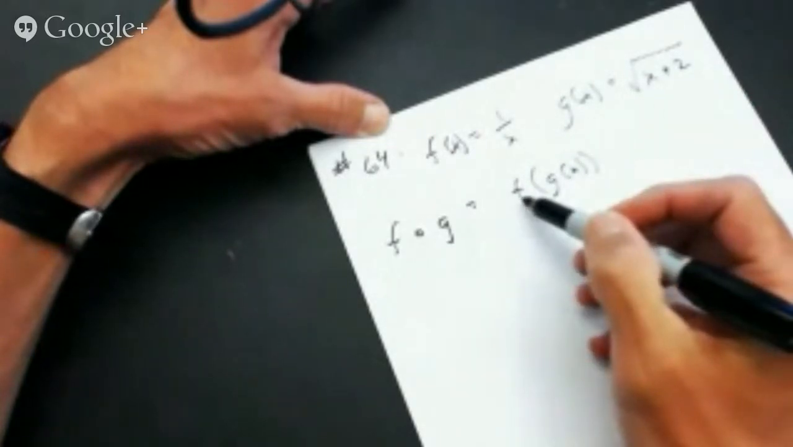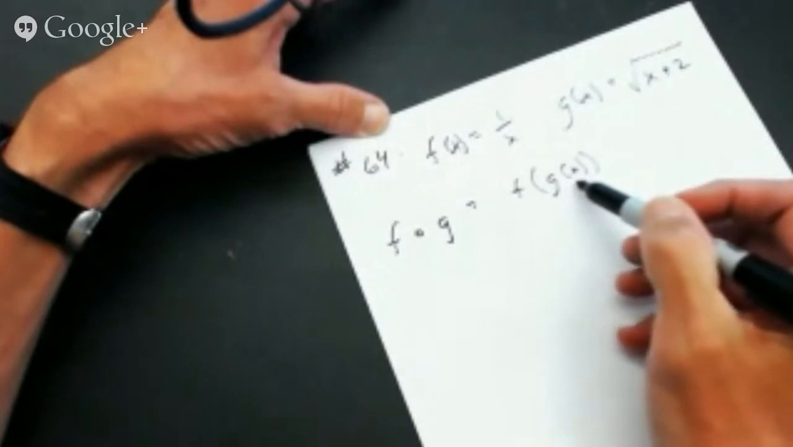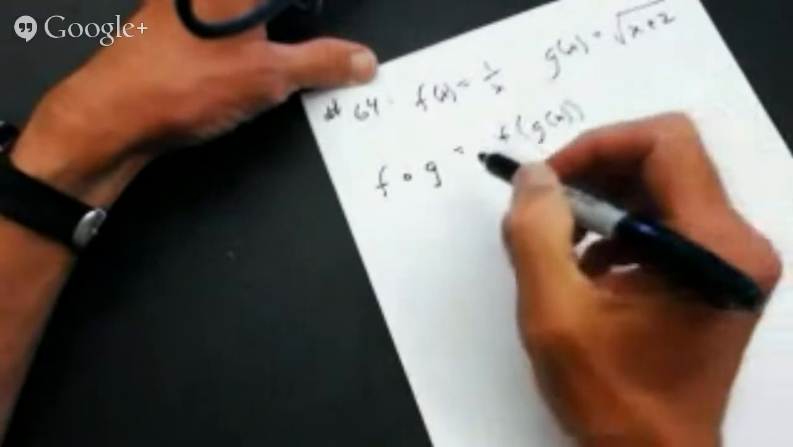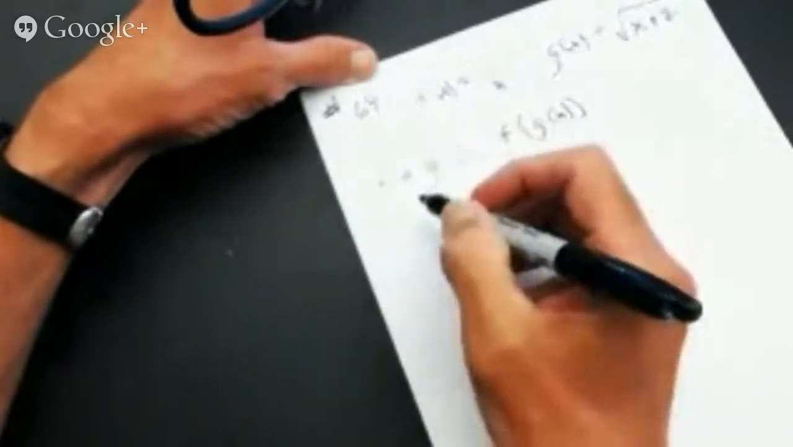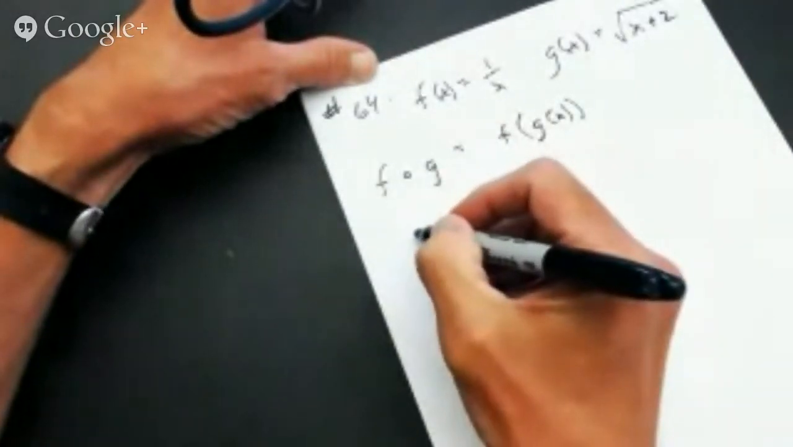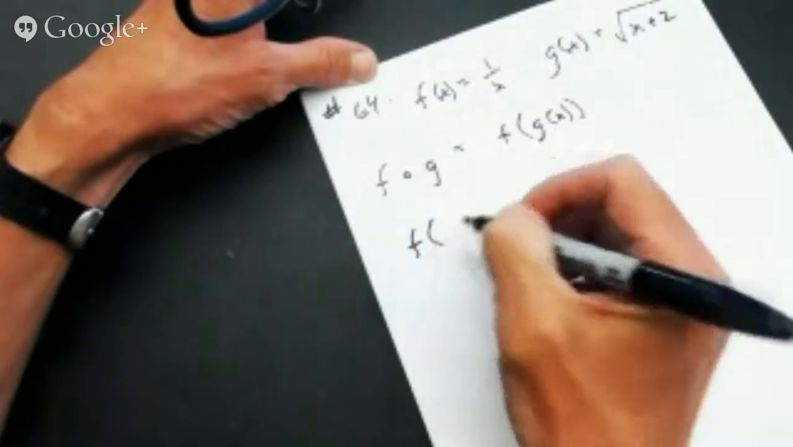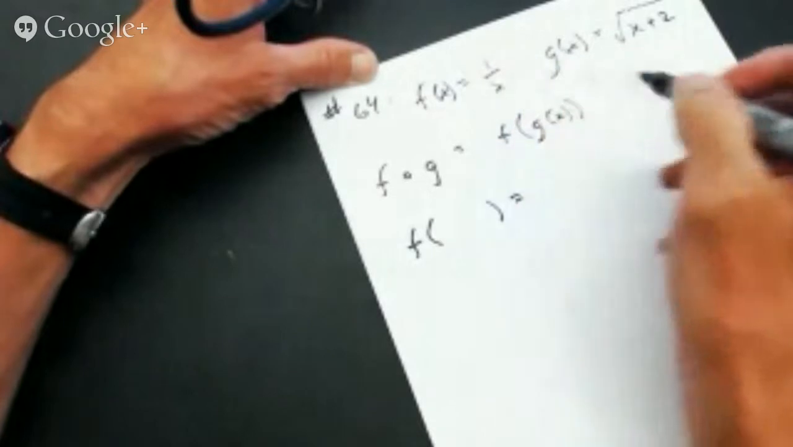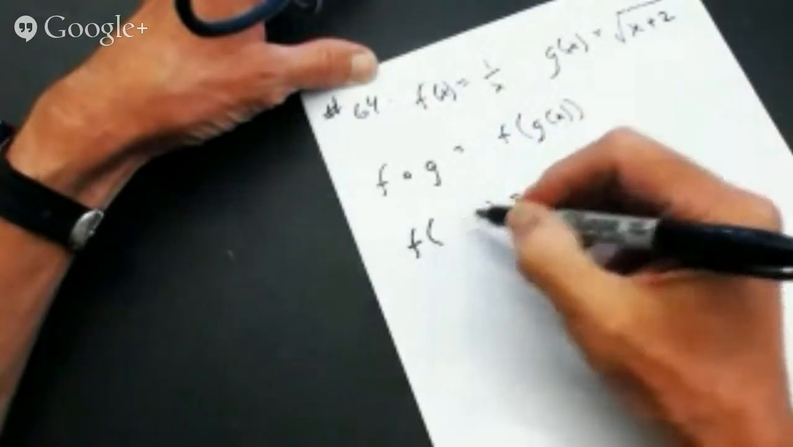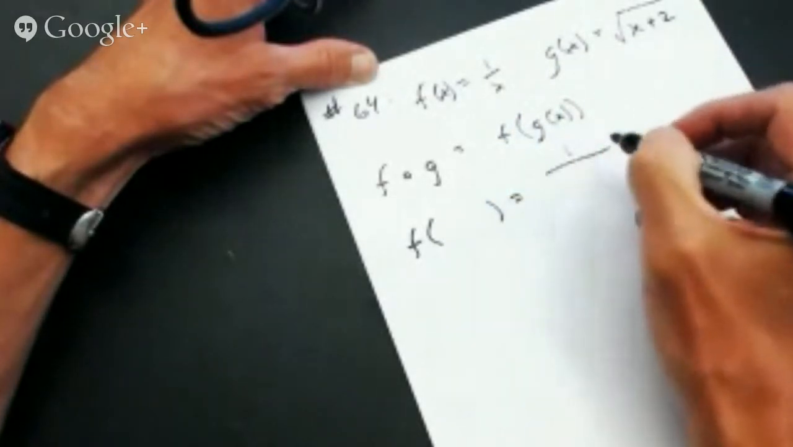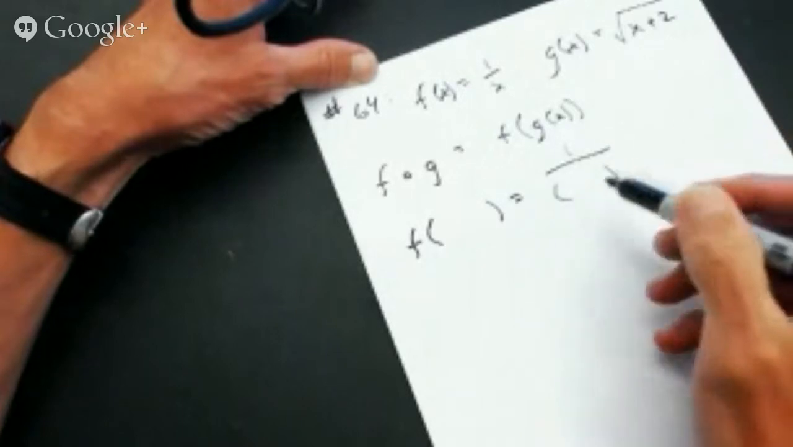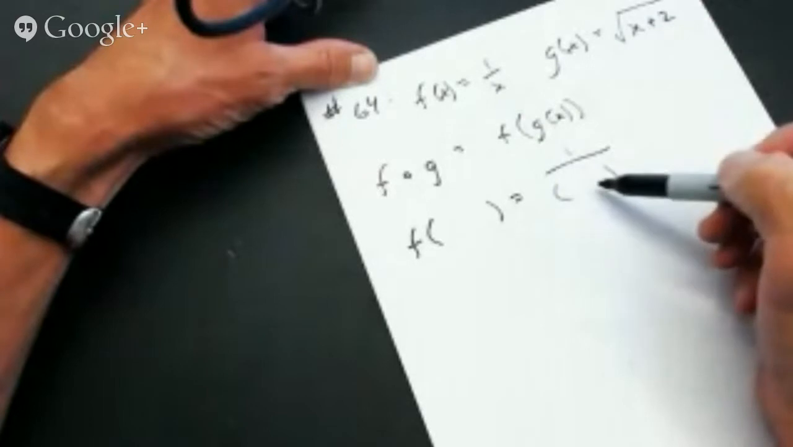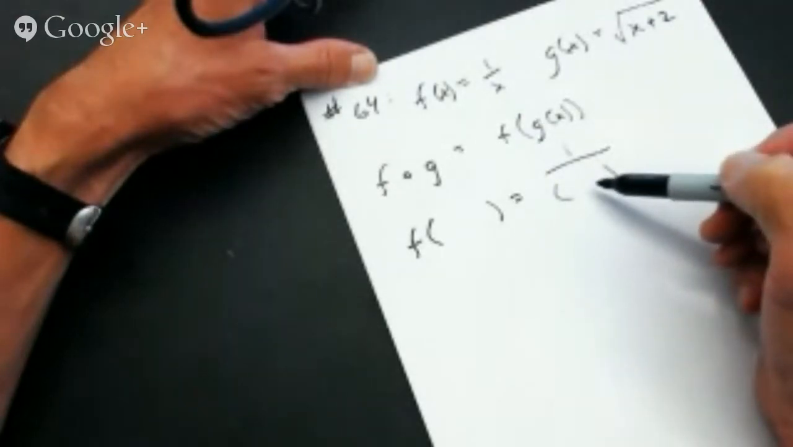So f is the outside function, g is the inside function, and I'm going to show you how to compose those two functions right now. The way I recommend doing this is you take the f function and you get rid of the x, you just put parentheses where the x's are. So the x is on the bottom, so it's going to be f of parentheses is 1 over, and just put a parentheses exactly where the x is. Okay, so you see how the x is here on the bottom, I put the parentheses on the bottom.